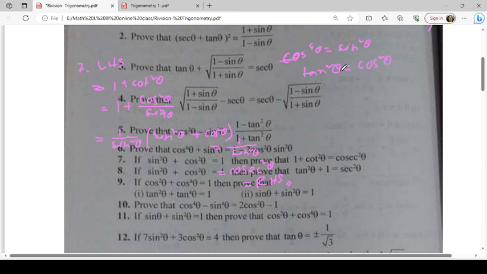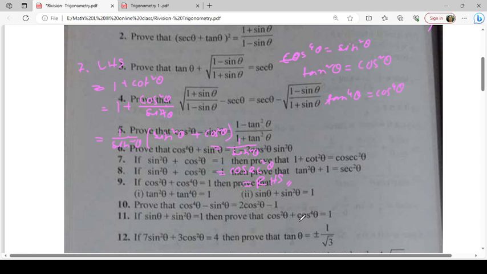Then tan square theta is cos square theta. So tan to the power 4 theta is cos to the power 4 theta. So in place of tan square theta we write cos square theta. In place of tan to the power 4 theta we write cos to the power 4 theta. And because this is the given condition, this is equal to 1.